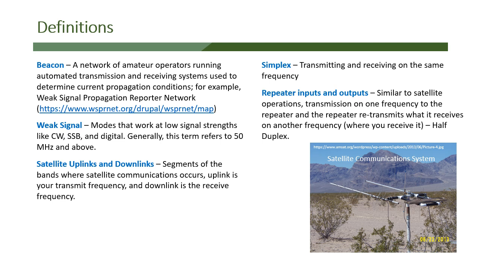And then, sort of like satellites, we have repeater inputs and outputs. Similar to satellites, there's transmission on one frequency to the repeater, and the repeater transmits what it receives on another frequency, and that's where you receive it. So where the repeater retransmits is where you're listening, and we'll get into this later. This is called half duplex.